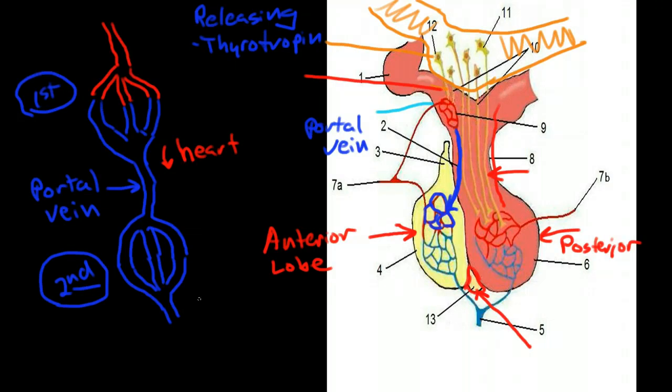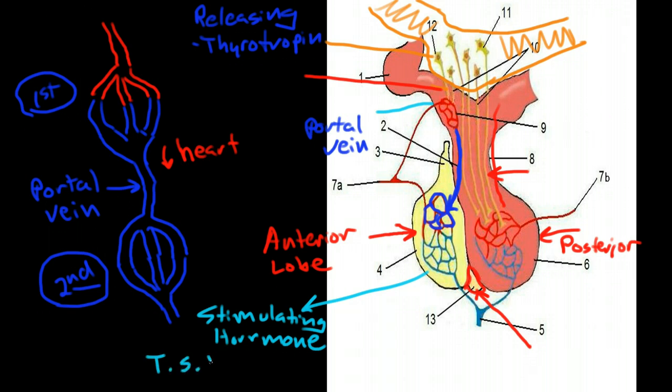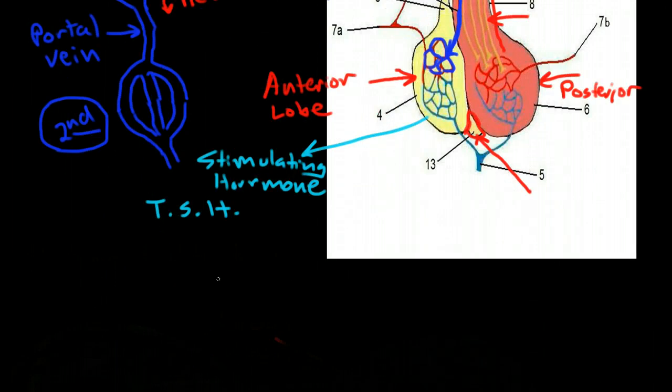So what hormones do we have in the anterior pituitary? We have all sorts of stimulating hormones that stimulate other endocrine glands to release their hormones. So here we have stimulating hormones. And examples of this would be thyroid stimulating hormone. And the role of thyroid stimulating hormone is to tell the thyroid gland to release thyroid hormone, right?